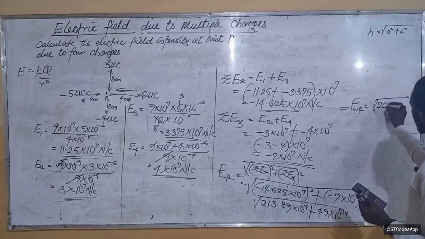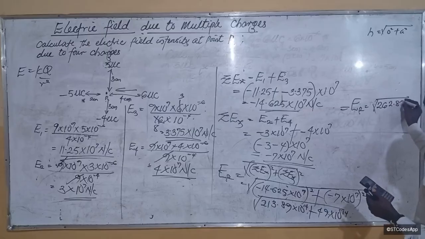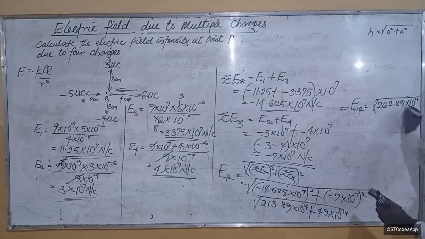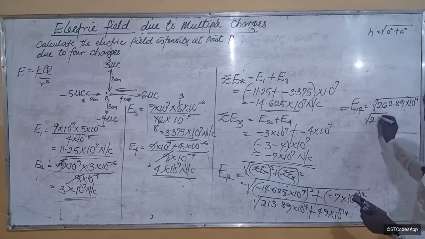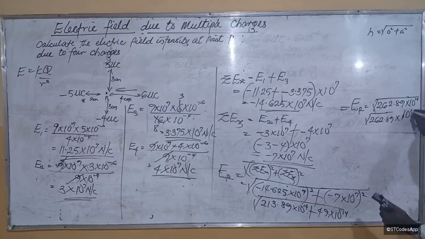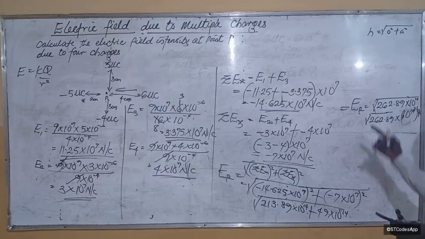becomes 262.89 times 10 to the power 14. By the time you take the square root of this one, it becomes the square root of 262.89 times the square root of 10 to the power 14, that is 10 to the power 14 raised to the power half, right? You see it cancels out. So next time, we can just leave the 7 out because it will come back to 7.